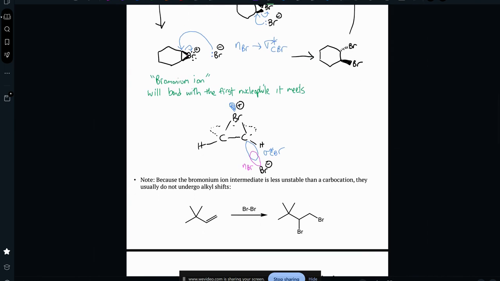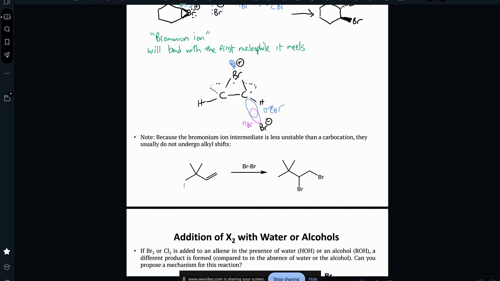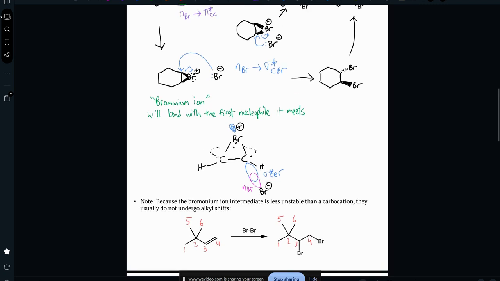Bromonium ions, they are reactive like carbocations, but not quite as reactive. So one consequence is that when you have a bromonium ion, it usually doesn't undergo alkyl shifts. So if I react this alkene at the bottom, if we reacted that with HBr, we would expect an alkyl shift, but reacting with Br2, we don't see an alkyl shift. The carbon chain stays as it is. 1, 2, 3, 4, 5, 6, and then 1, 2, 3, 4, 5, 6. No alkyl shift. So that's one consequence.